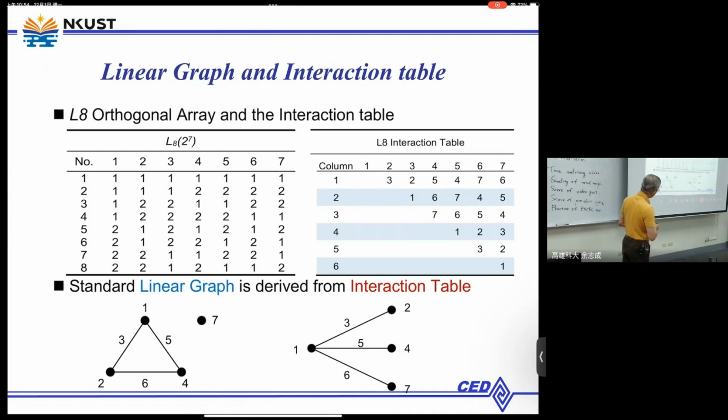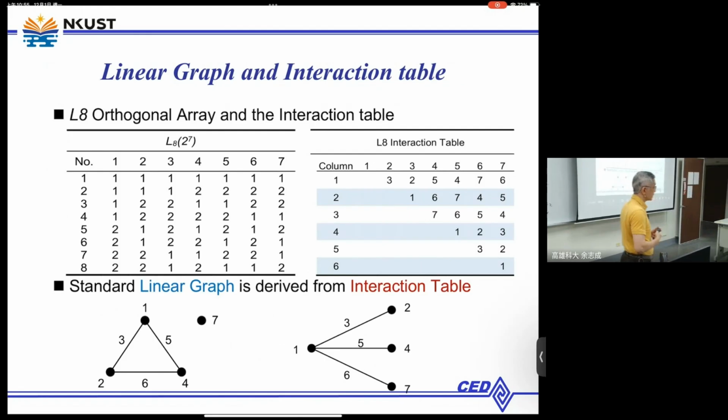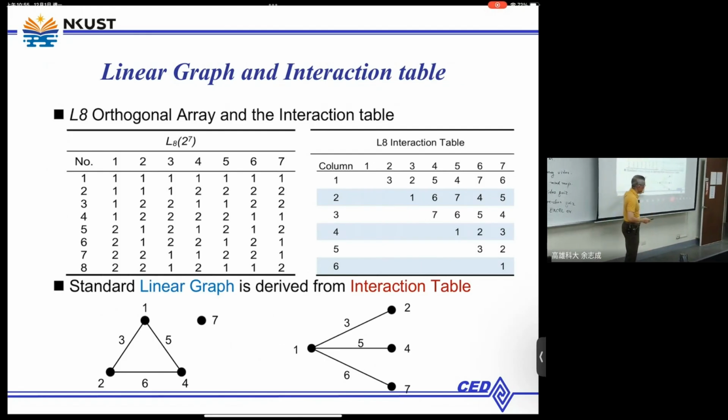Again, factor 1 and factor 4, the interaction happens in column 5. How about factor 2 and factor 4? If you assign one factor to column 2, another to column 4, where is their interaction? Column 2 and column 4, which column will have their interaction? 6, yes. You can see from the linear graph. You can also see that from the interaction table. 2 and 4, I'm sorry, 2 and 4 in column 6. So these two are compatible.